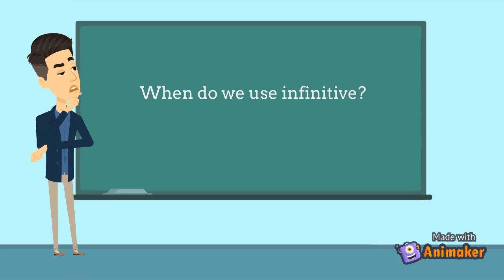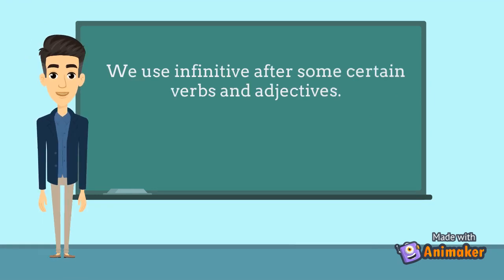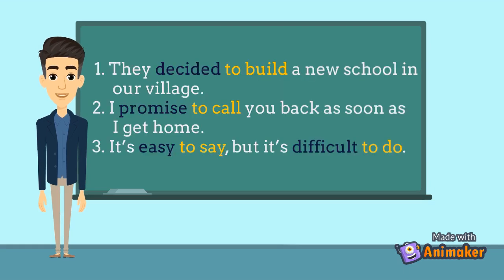When do we use infinitive? We use infinitive after some certain verbs and adjectives. Let's look at these sentences and see when do we use infinitive. Let's go to the first sentence. They decided to build a new school in our village. Where is the infinitive in this sentence? The infinitive is to build. What do we have before the infinitive? Before the infinitive we have the verb decided. So, with the verb decide, we use infinitive.